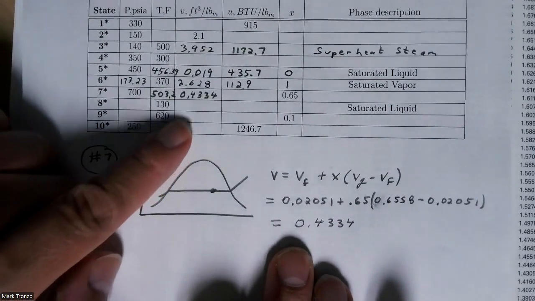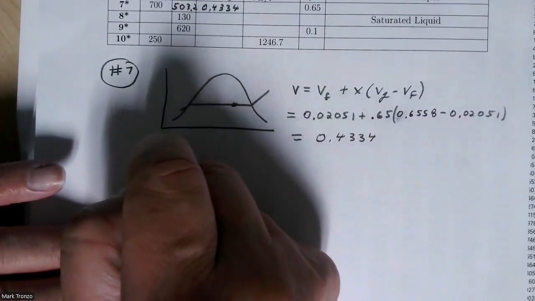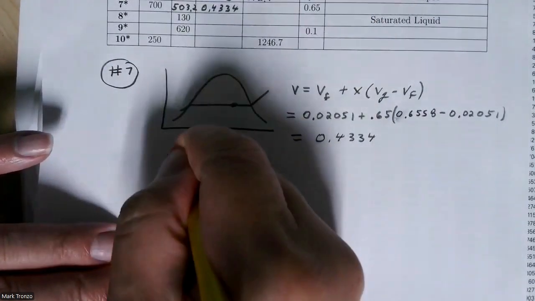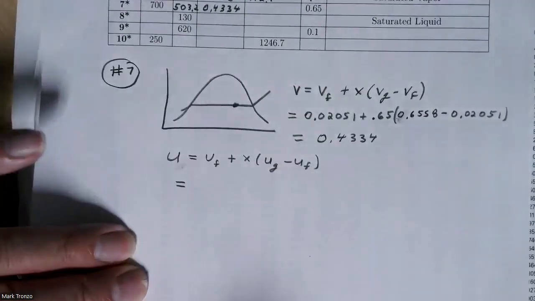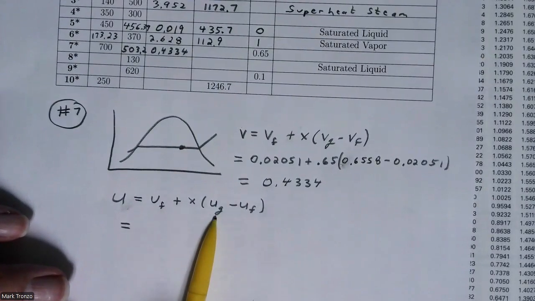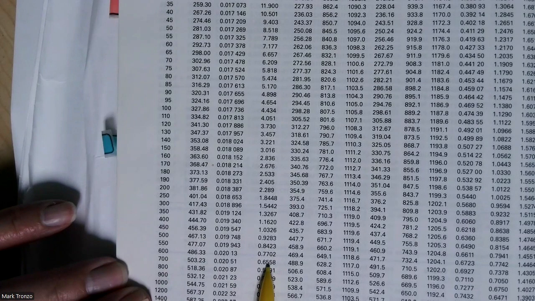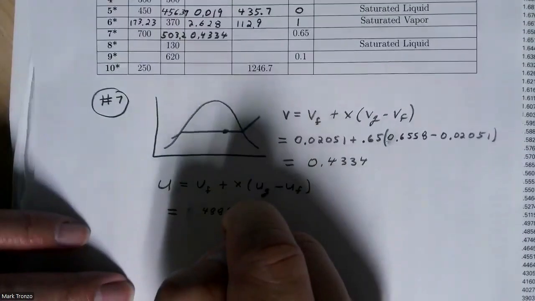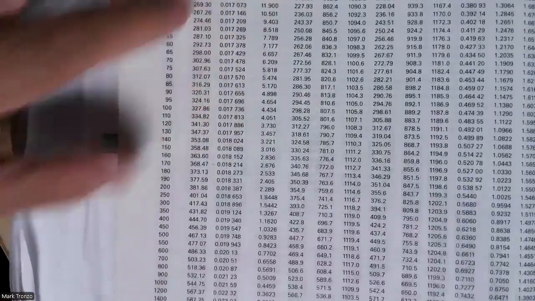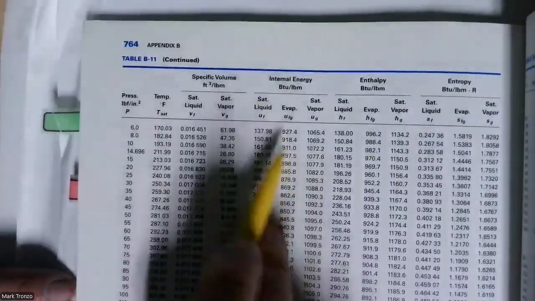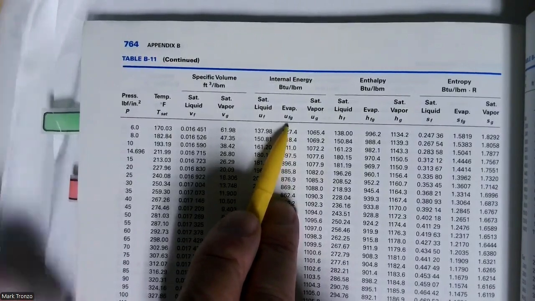And same with U. We want to calculate our U value. And it's going to have the same equation. And again, we'll have to look up UF and UG at 700 psi. So again, if we look down here, now one thing to notice here, our UF is 488.9. And again, our quality is 0.65. Now, one thing to notice here is that in our table for the internal energy, we have this UFG. That's the difference between UG and UF.